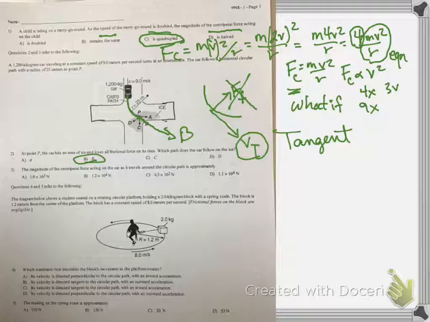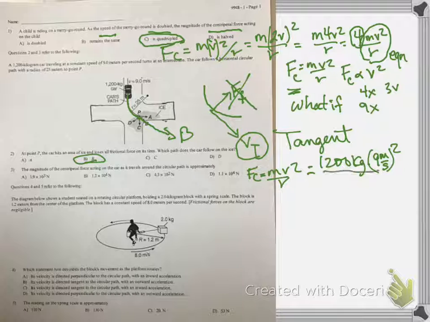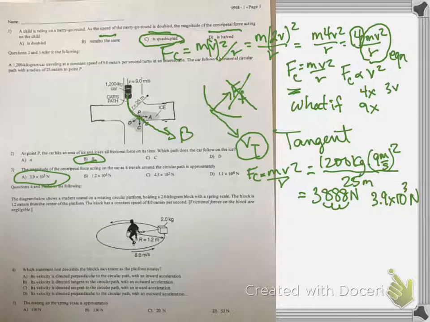Next question. The magnitude of centripetal force acting on the car as it travels around the circular path is approximately. So you're just going to do Fc equals mv squared over r. If you plug in all the appropriate information, 1,200 kilograms times 9 meters per second, we have to square that, and divide it by 25 meters. I got an answer of about 3,900. I think it was 38.88 newtons, something like that, which is 3.9 times 10 to the 3 newtons. That's why we choose answer A.